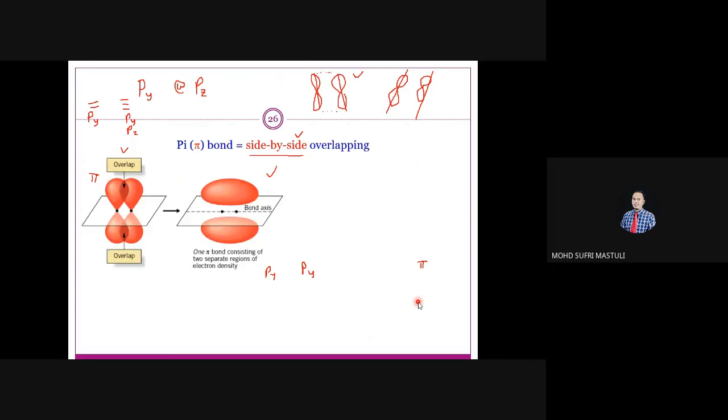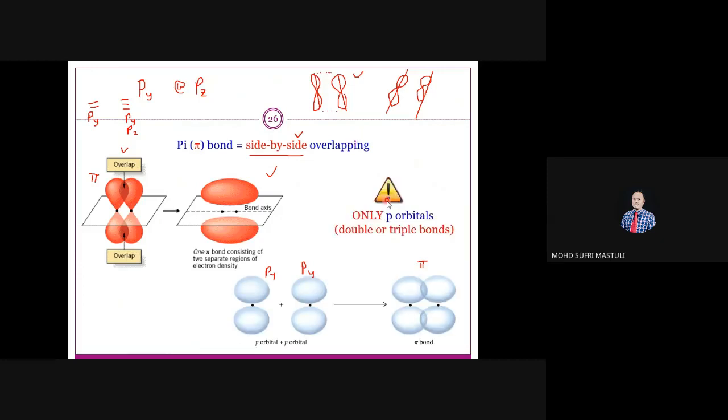So the next one, we discuss the pi bond. Pi bond should be side by side. As I told you, pi should be py with py, or pz with pz. You can draw using the dotted line, or if you can overlap it, you overlap it. You can draw like this, or like this, or you just draw like this using the dotted line.